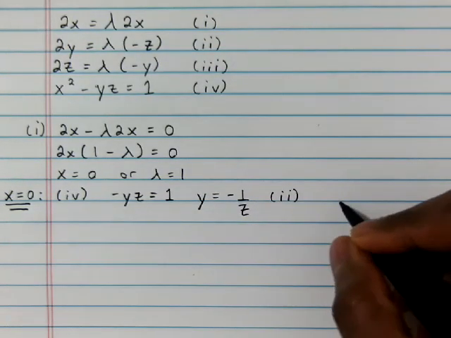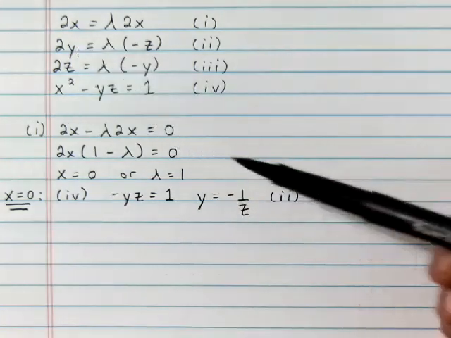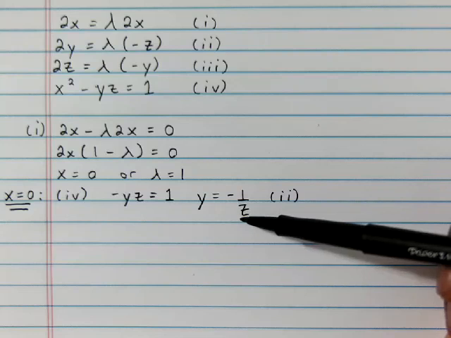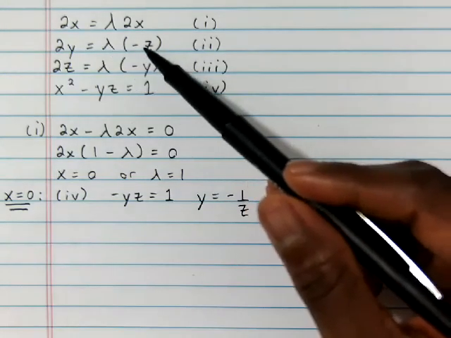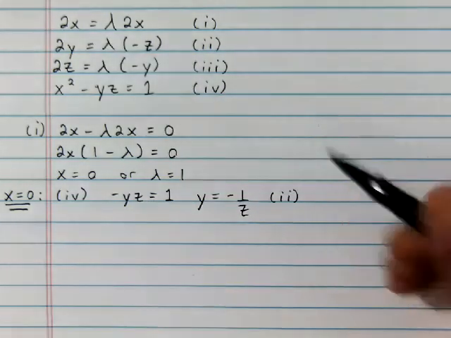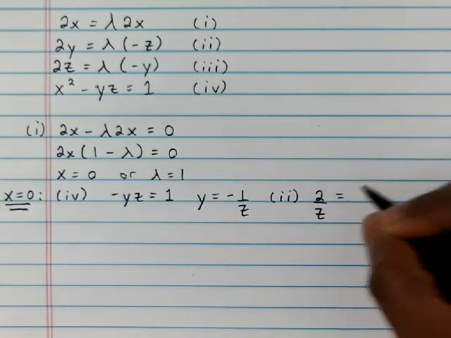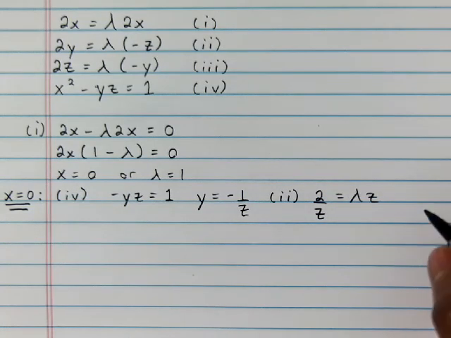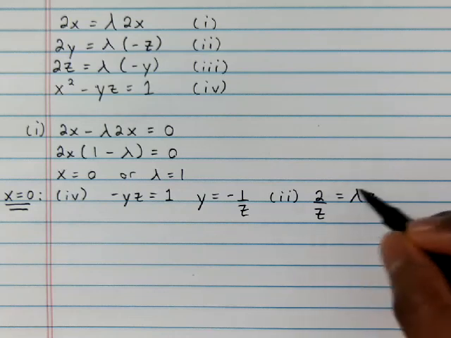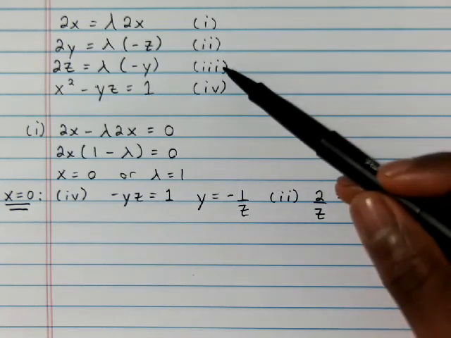So when I put that in 2, I get 2 times the negative 1 over z equals lambda times negative z. So the negatives are going to cancel one another out, and I'll just get 2 over z equals lambda times z. And I solve this for lambda so I can use it in that third equation.